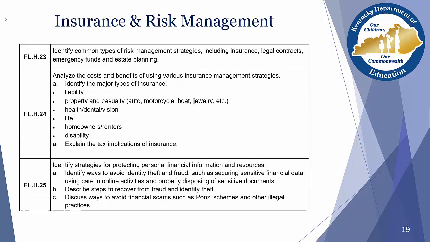The last strand that students will be exploring is the insurance and risk management strand. So students will be looking at common types of risk management strategies, emergency funds and estate planning. They will look at different types of insurance, liability insurance, homeowners, disability, and how it would play a part in their everyday life. They're looking at strategies to protect financial information. What do we mean by identity theft and fraud, and how do they prevent themselves from becoming a victim of that?